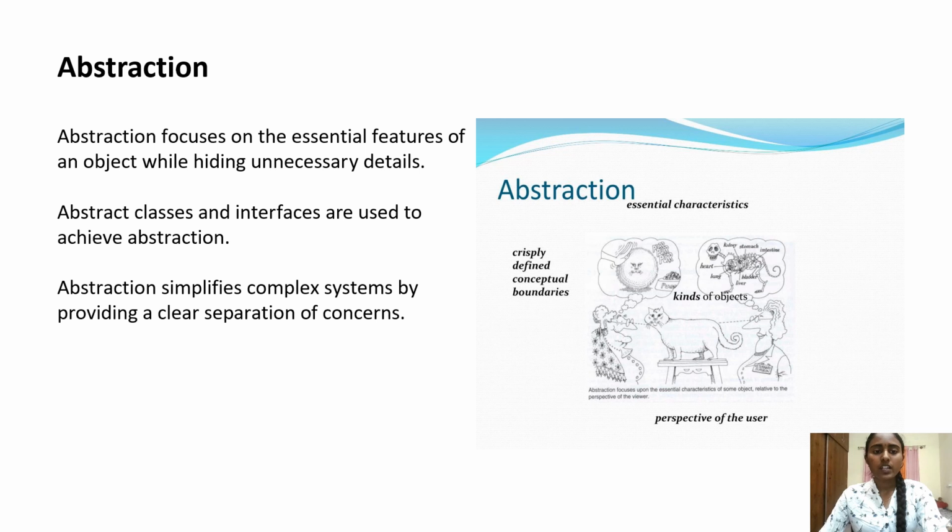Abstraction. Abstraction focuses on the essential features of an object while hiding unnecessary details. The essential characteristics of abstraction are crisply defined conceptual boundaries, kinds of objects, and perspective of the user. Abstract classes and interfaces are used to achieve abstraction. Abstraction simplifies complex systems by providing a clear separation of concerns.